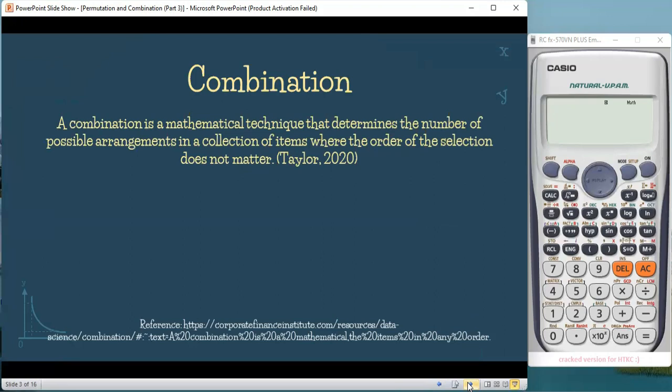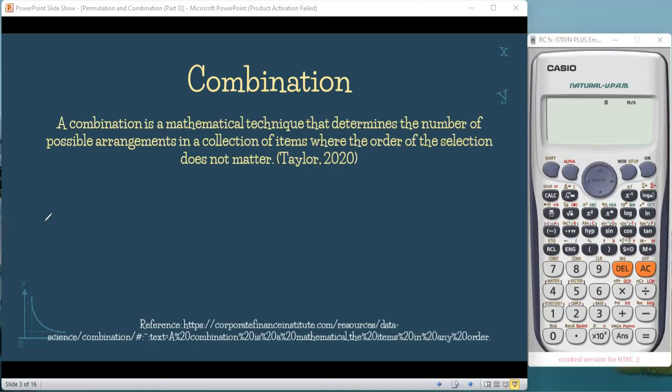Sabi po dito, according again to corporatefinanceinstitute.com, combination is a mathematical technique that determines the number of possible arrangements in a collection of items where the order of the selection does not matter. So ano pong pinagkaiba niya kay permutation? Simple lang po, si permutation po may order, si combination wala pong order.